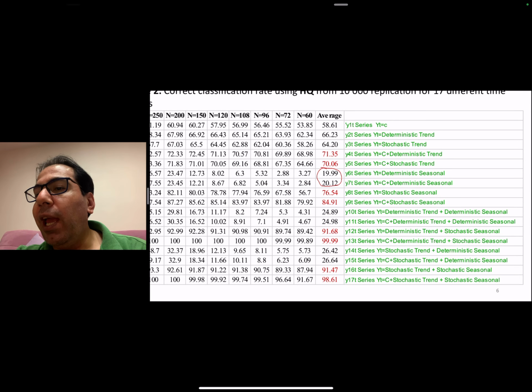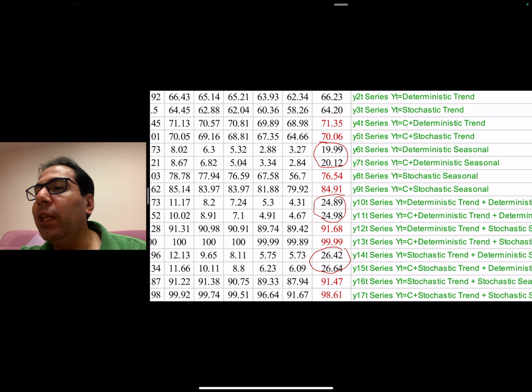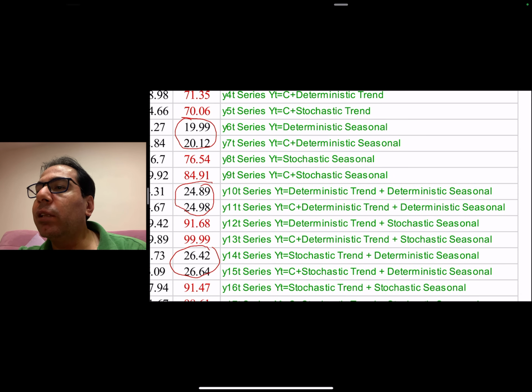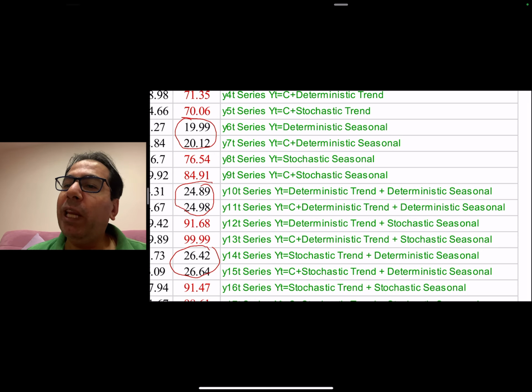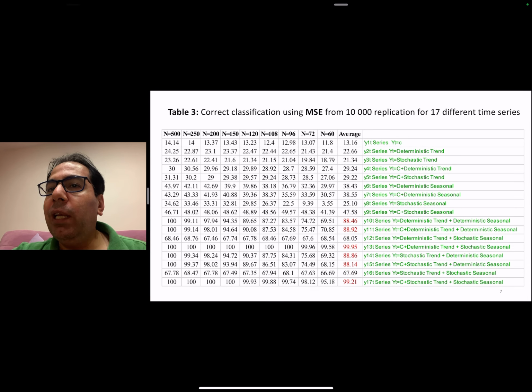Okay, and you see all the small classification rates come from the models having very many terms. If you have a deterministic trend and deterministic seasonal term, it means the model contains more than 12 or 13 terms. So the Hannan-Quinn doesn't like many terms in the model, so it's not very likely to catch the actual model.